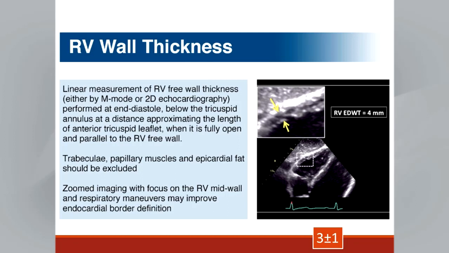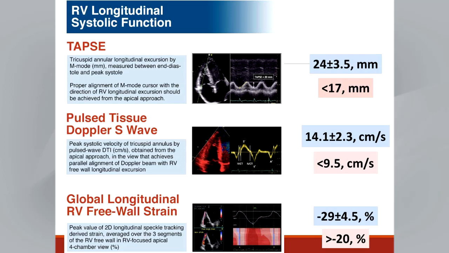Measurement of right ventricular wall thickness is usually made in the subcostal view at end diastole. This is performed below the tricuspid annulus, at a distance that usually approximates the length of the anterior tricuspid valve leaflet. And the normal value for right ventricular wall thickness is 3 plus or minus 1.